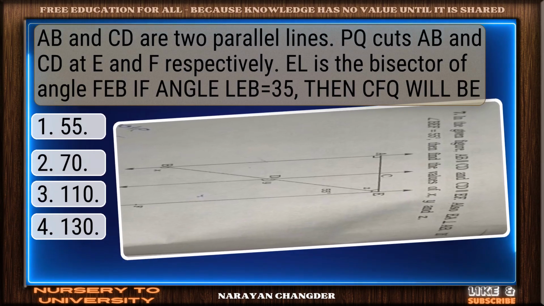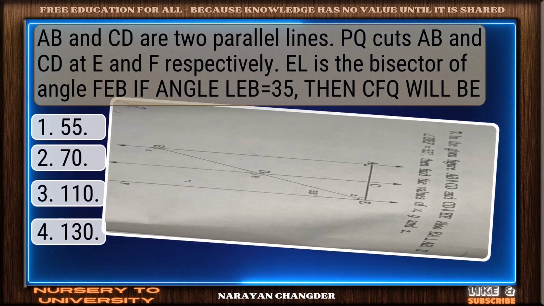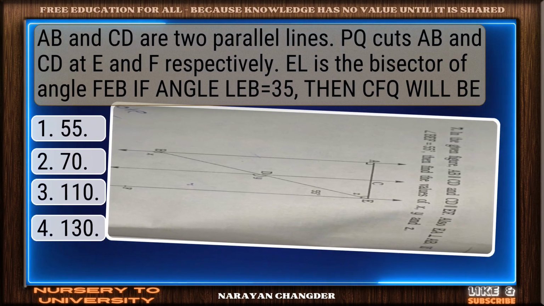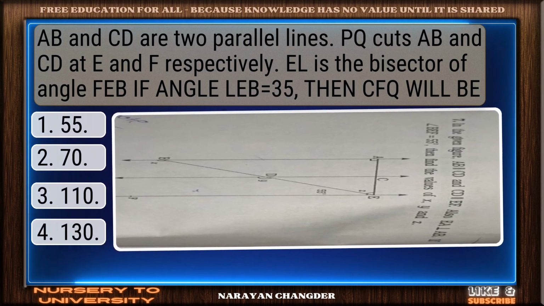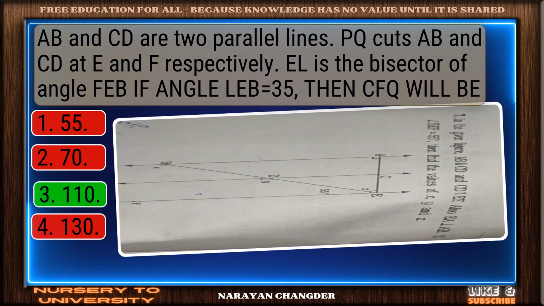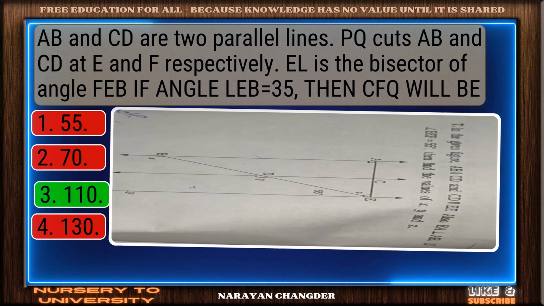Question number 17. AB and CD are two parallel lines. PQ cuts AB and CD at E and F respectively. L is the bisector of angle FEB. If angle LEB equals 35, then CFQ will be... You chose 110, and it is correct.